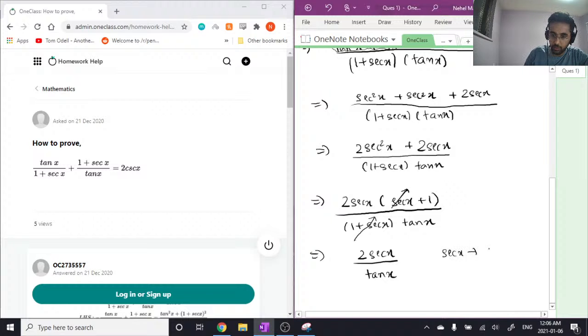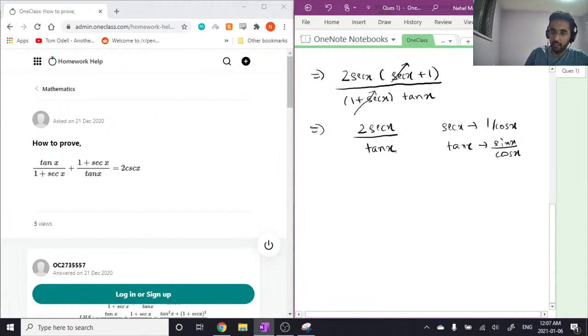So secant x is 1 over cos x, and tan x is nothing but sin x over cos x. Okay, so knowing that, we will plug these two into this, and we would get 2 times 1 over cos of x, whole divided by sin of x divided by cos of x. So in this case, the cosines of x get cancelled out, and we're left with 2 over sin of x.